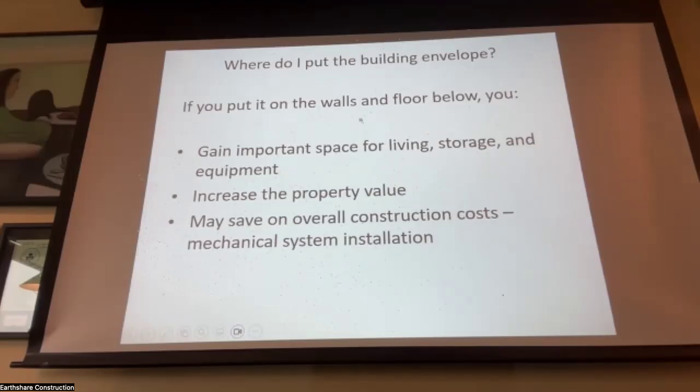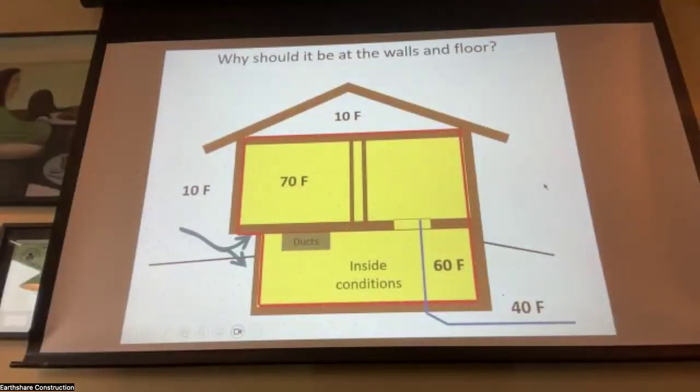So gain important space for living. You can put your laundry there, your hot water heater, your central heating system. It will usually increase the property value and save on overall construction costs because you have some place to put the mechanical equipment. It's either the crawl space or the attic. If you're down south, it might be neither, but for some reason, they always put the mechanical systems in the attics where it's 180 degrees.